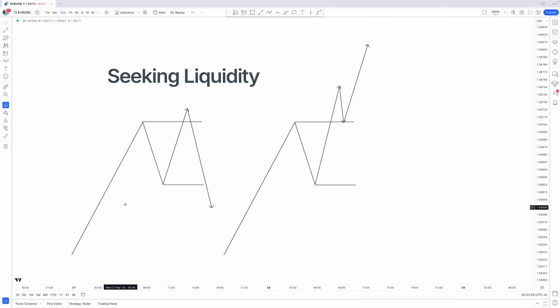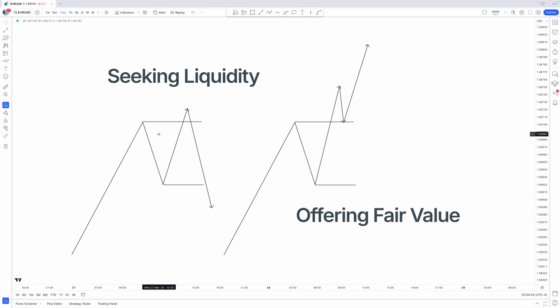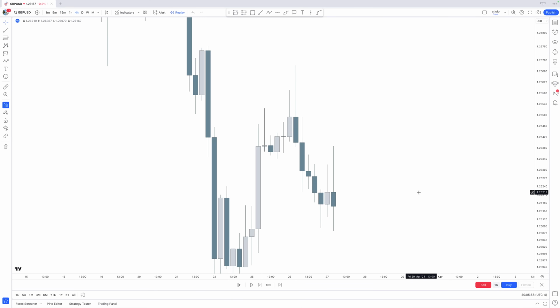This again is seeking liquidity, and this is offering fair value. The first one, seeking liquidity, is again that sweep of liquidity as well, where offering fair value is associated with that run on liquidity. Here we are on GBP/USD on the 4-hour time frame.